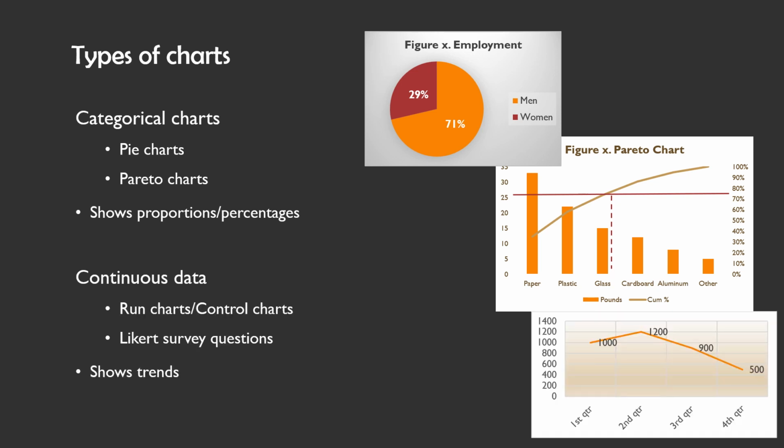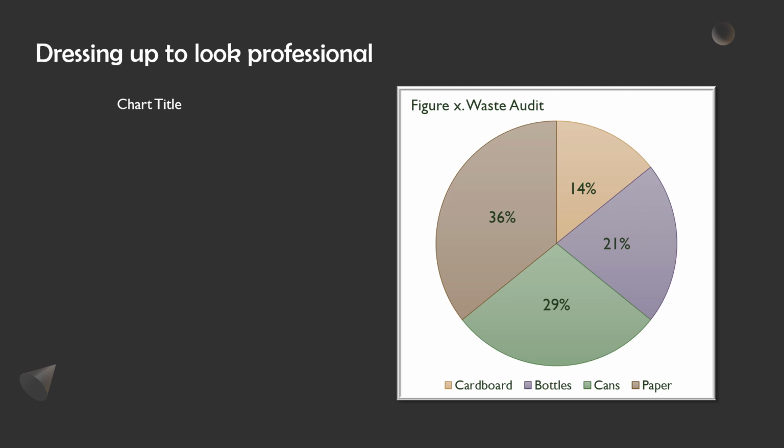Continuous data shows increasing or decreasing, stable or cyclical trends over time, or significant changes after an improvement is tried, and can be displayed using line charts, like run or control charts, or bar charts, like Likert scale survey questions. A couple of tips when dressing up the chart to look professional. You'll want the chart to convey the most important information quickly and clearly. Consider what kind of title you need. If you're following APA, don't put a title in the chart. Instead, type it as a numbered figure.